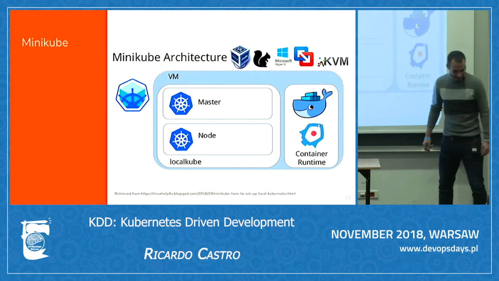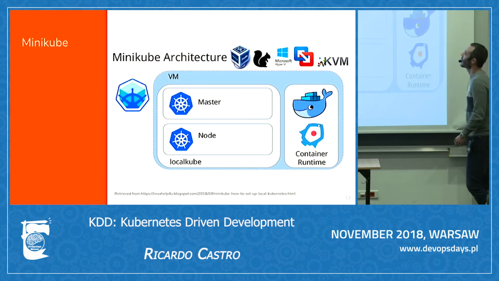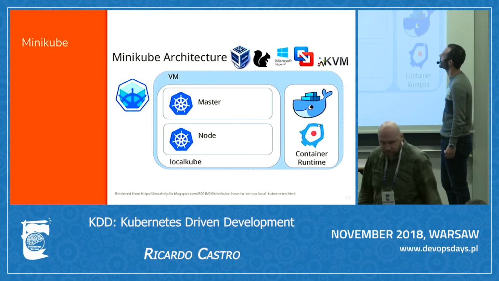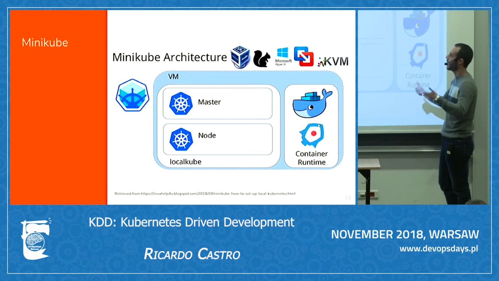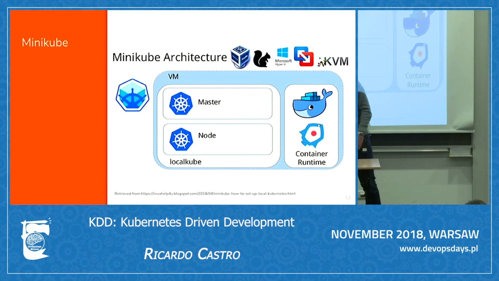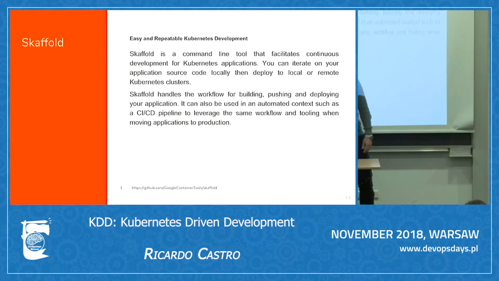So this is a very simplistic view of how Minikube works. It's basically a VM. It replicates a master and a node. It has an API server, has a local kubelet to emulate all the Kubernetes functions, and you have a container runtime. Can be Docker or whatever you're using, and it basically functions for the client side as a Kubernetes cluster. So it's a nice way to test your stuff out. Skaffold.